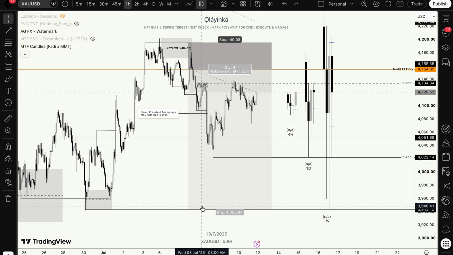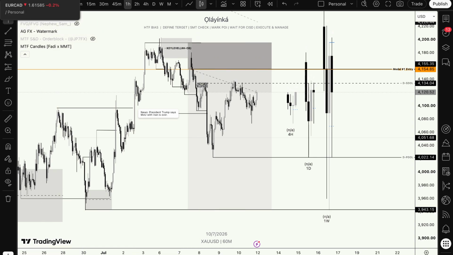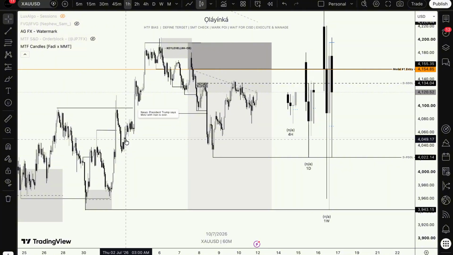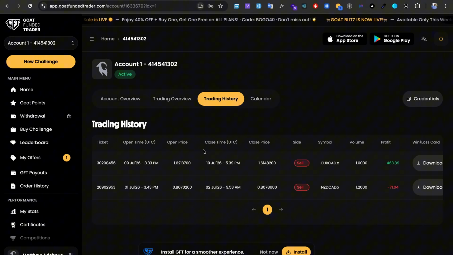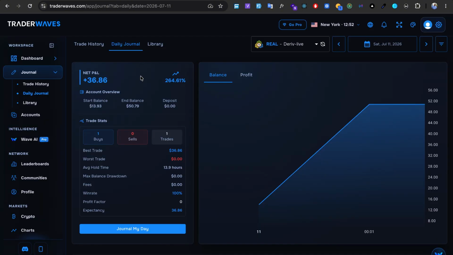So that being said, we'll be reviewing the trades I took on EURCAD and Volatility 50 index. As you can see, this is one of my Growth Funded Trader accounts, and this is the EURCAD I want to review. I took the trade and took profit at 400, risking $100, 1:4, and got 400.